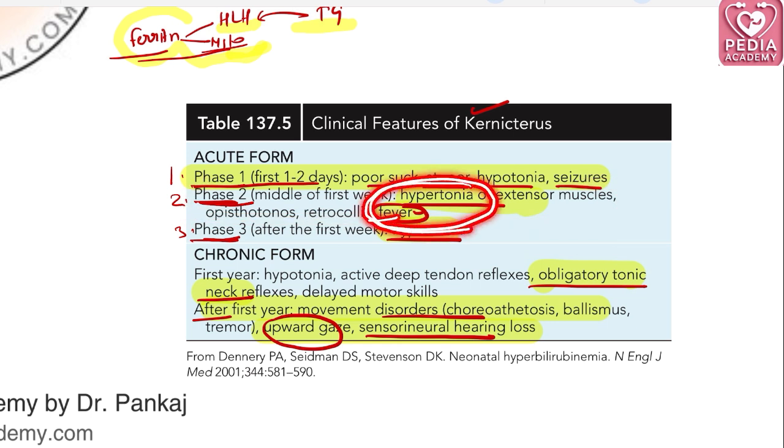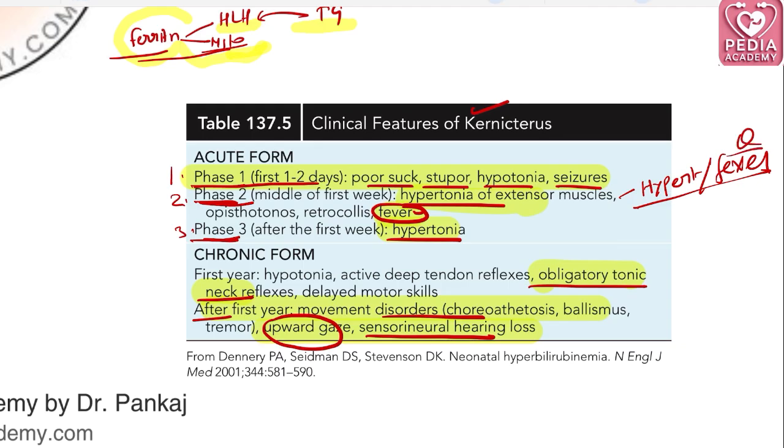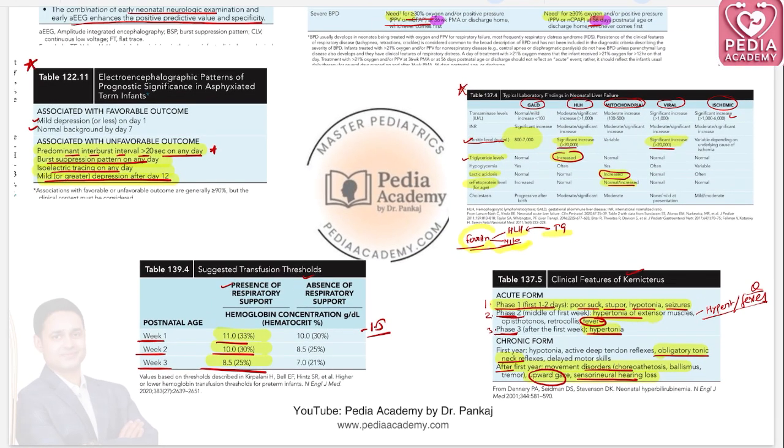Just remember these two keywords in this: hypertonia and fever are ultra important. These are the keywords. Phase 3, after the first week, hypotonia will be there. Chronic form in the first year: hypotonia, not hyper, it is hypotonia, active deep tendon reflexes, obligatory tonic neck reflex. After the first year: movement disorders like choreoathetosis, ballismus, upward gaze palsy, sensorineural hearing loss. So basically these are the Kernicterus acute and chronic form features.